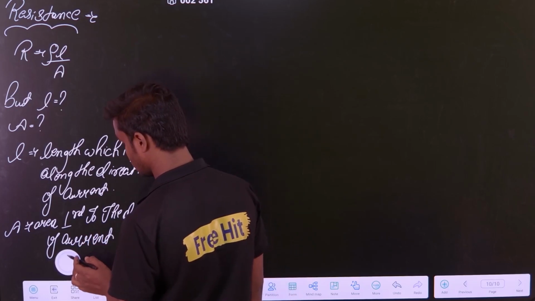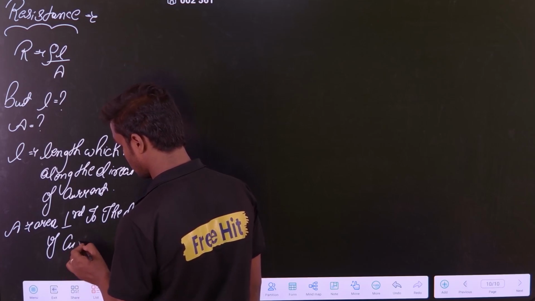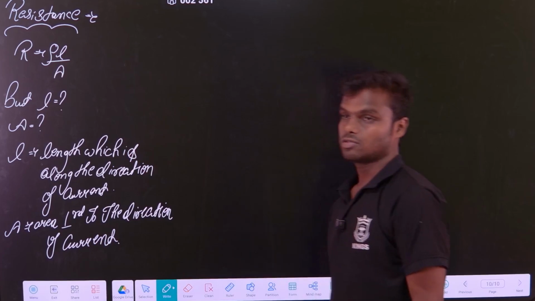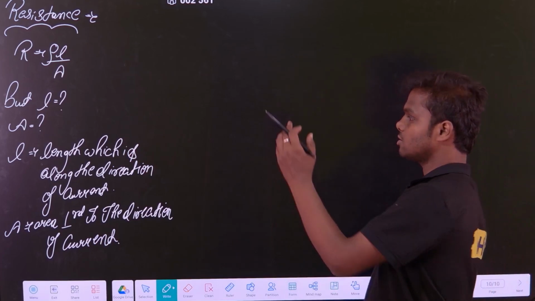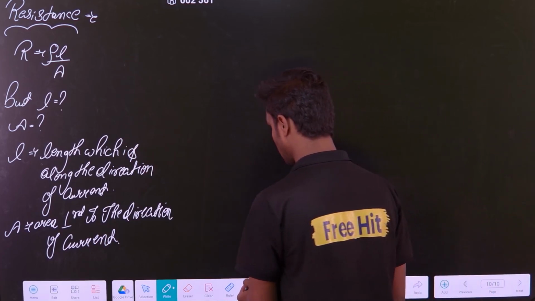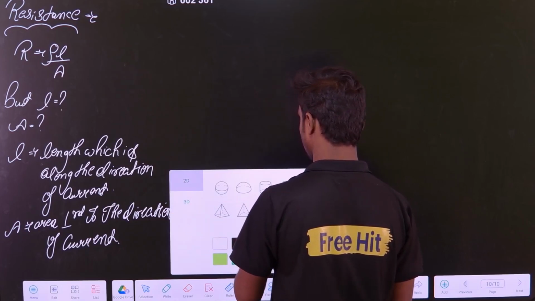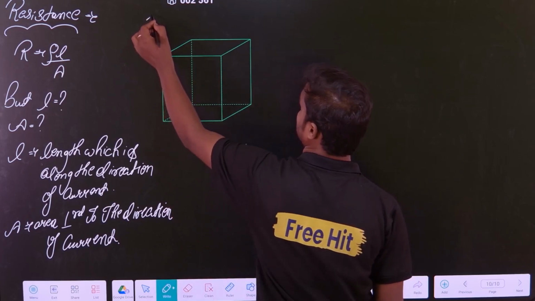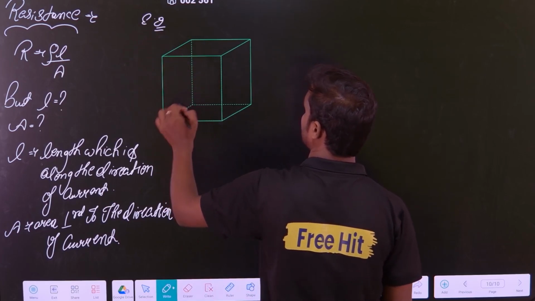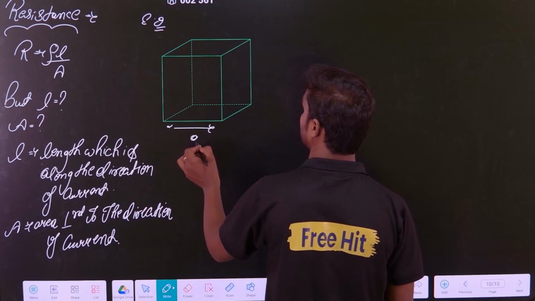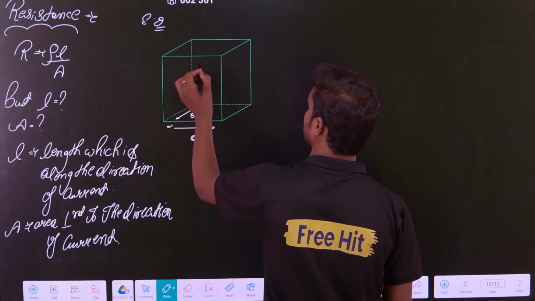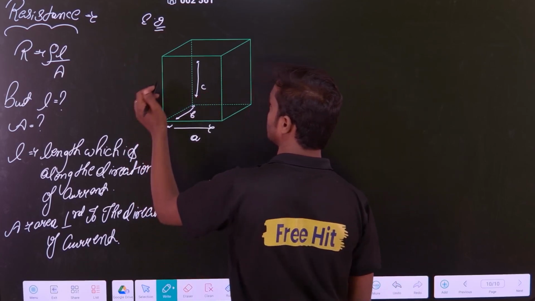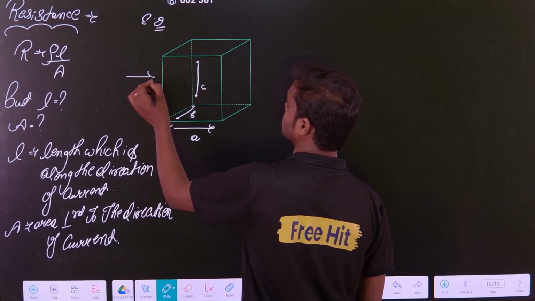Are you getting my point? So this is basically the length and the area. Let me take one example so that it will be more clear for you. Okay, suppose this is a cuboid, not a cube, and suppose this side is A, this side is B, and this side is C. Suppose the current is going like this.